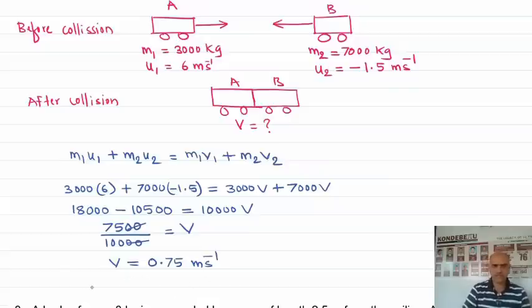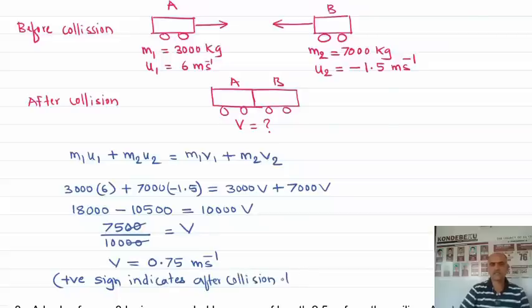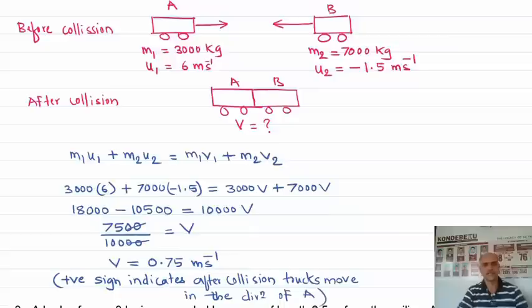0.75 meters per second. So the positive sign indicates that after the collision, the trucks move in the direction of A. Trucks move in the direction of A. In the direction of truck A. Clear? So this is next.